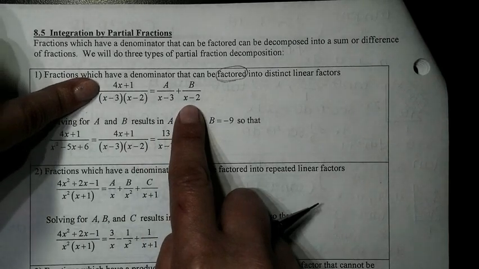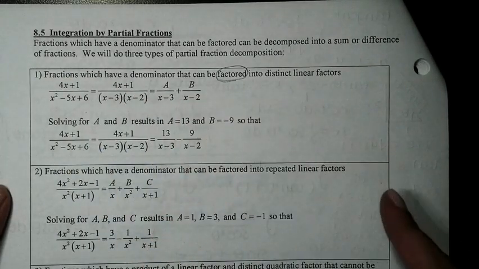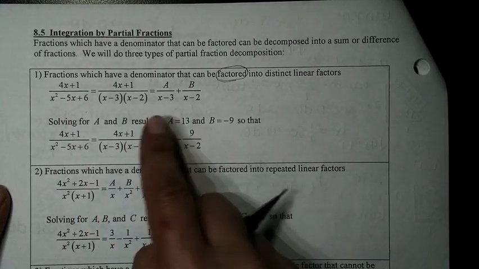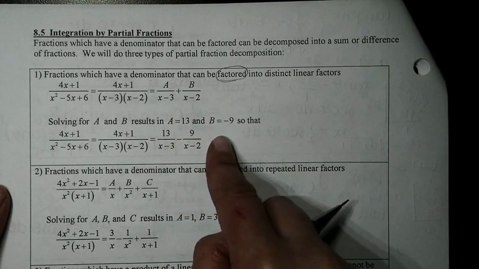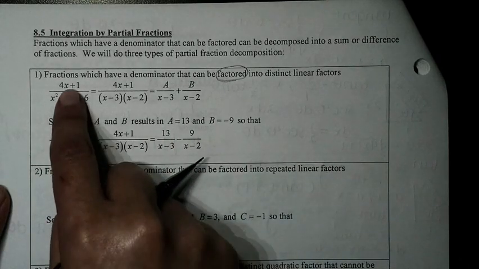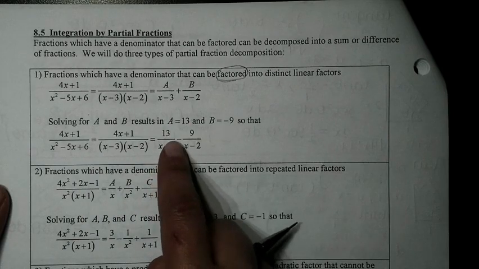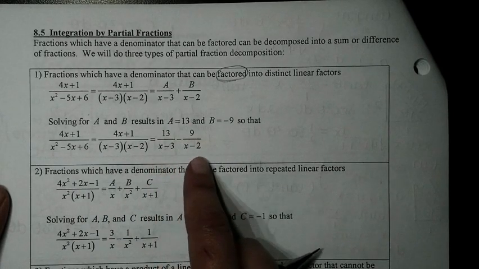Do you see it? So this will create a system of equations that I'm going to explain how to set up in a second, and you're going to solve for a and b. When you solve that system of equations, you are going to have that a is equal to 13, b is equal to -9. Therefore, this expression is going to be equal to 13 over x minus 3 minus 9 over x minus 2.